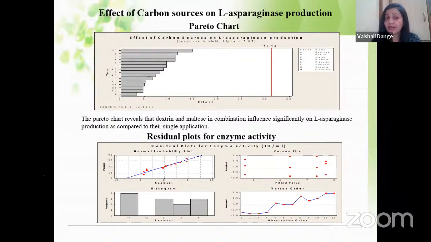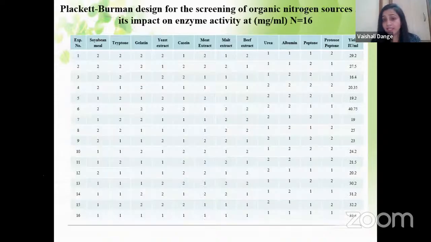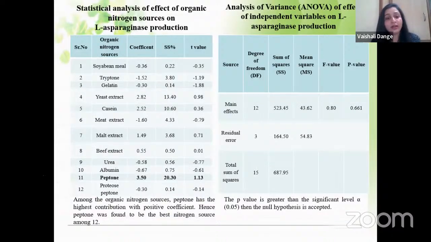This is the Pareto chart. Again, as I already told you, with the help of this Pareto chart we can see and identify the mixture with the Plackett-Burman design. Next are the different types of nitrogen sources. 16 nitrogen sources I have applied. Here peptone gives the highest contribution for the highest production of my enzyme.